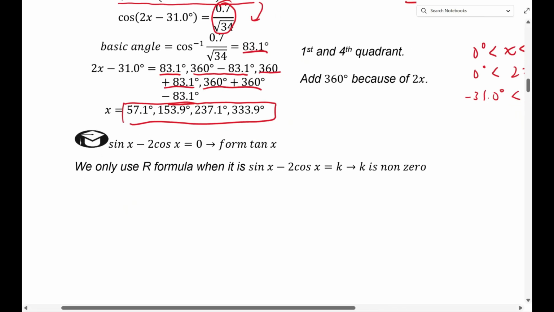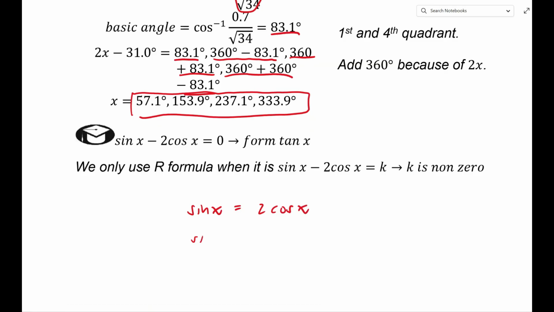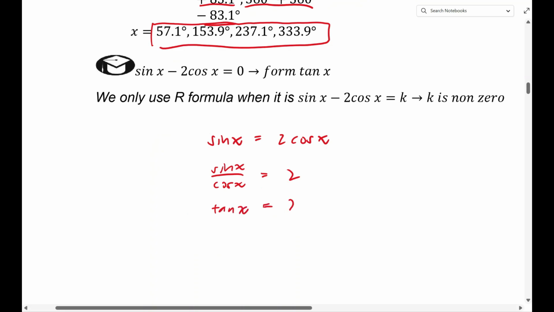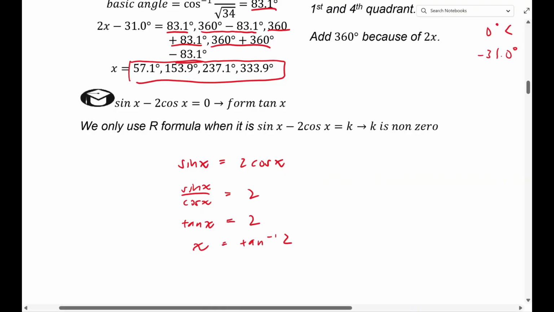Now, there's a very important thing to note here. If our sine and cosine function is equated to 0, we do not use the r formula. We just form tangent x. How do we do that? We'll just carry the cosine x over, then divide both sides by cosine x. The left hand side gives us tangent x, which equals 2. Then we can find x by doing tangent inverse 2. We only use our formula when our sine and cosine function is equated to k, where k is non-zero, so any other number except 0.